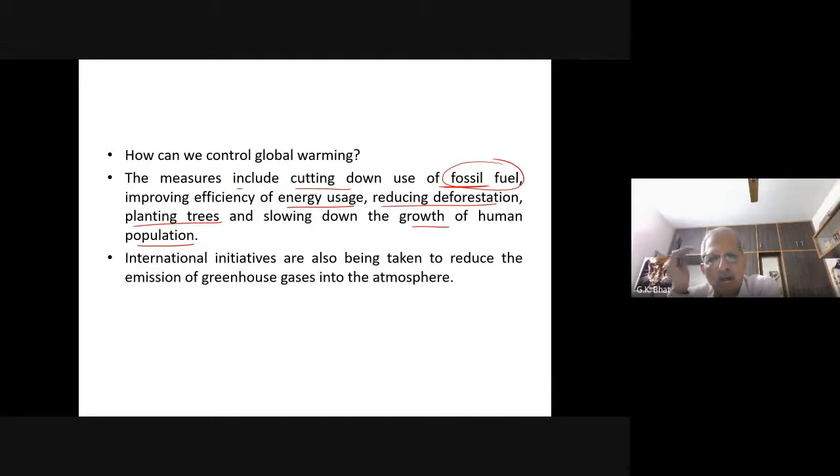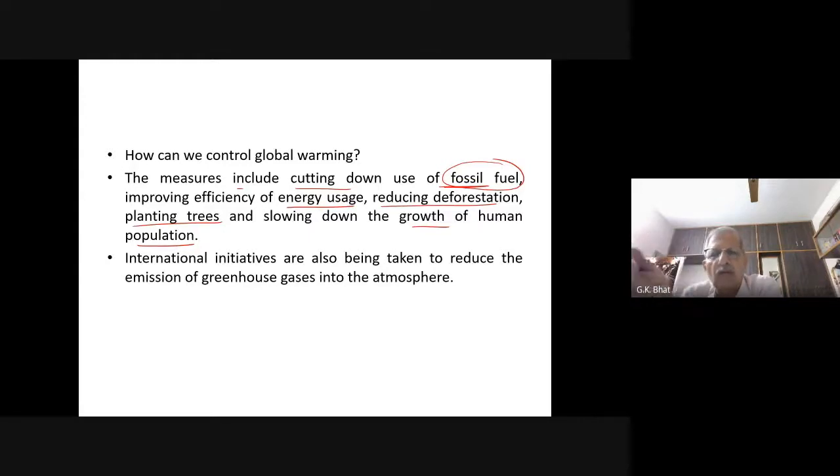So, we have to minimize the usage of fossil fuel. We have to go for improved techniques of energy usage. We have to reduce the deforestation. We have to go for afforestation, planting more and more trees, and slowing down the growth of human population. For most of our problems, the main cause is the explosion of human population.